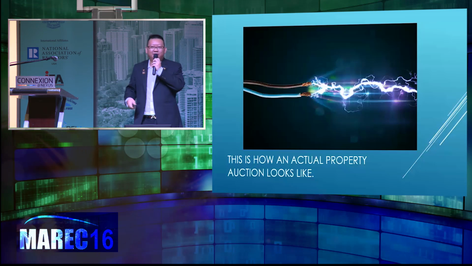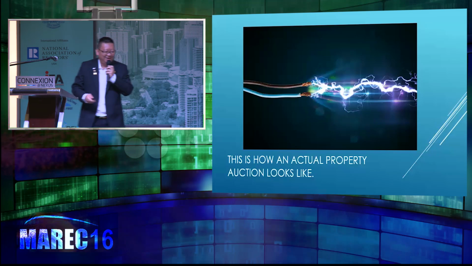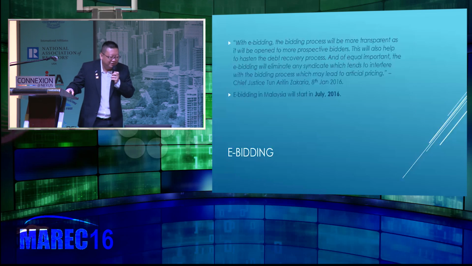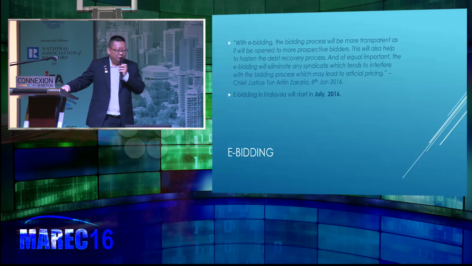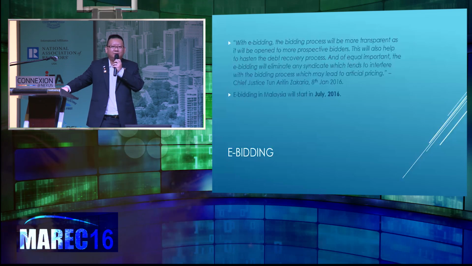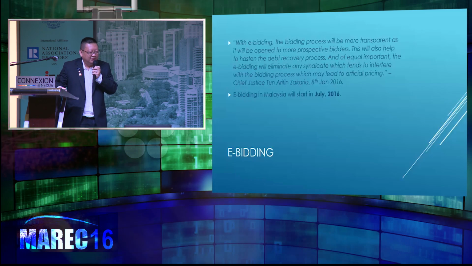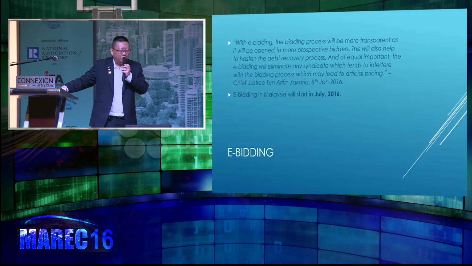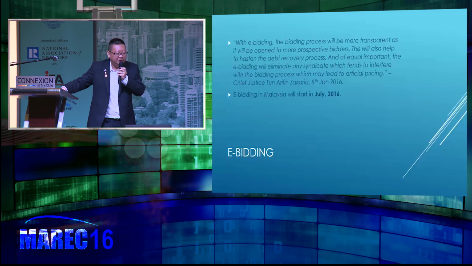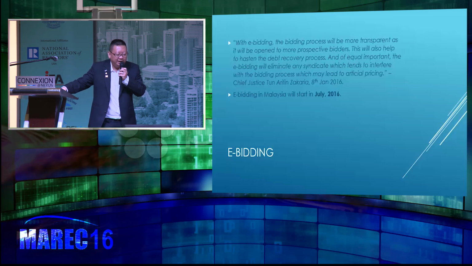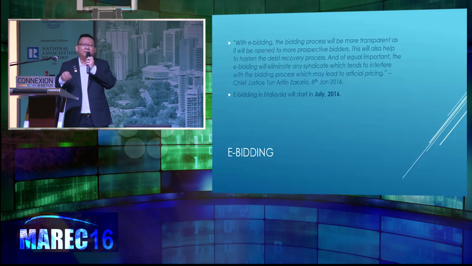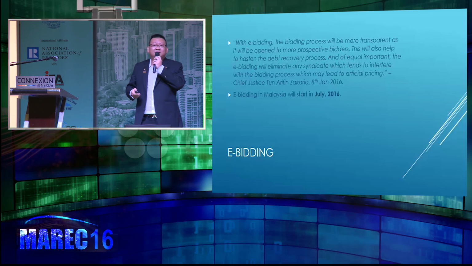Not many auctioneers in Malaysia can speak like John Stack. All right. Now, before I end, there is some new information here because according to our Chief Justice Tun Arifin Zakaria, the e-bidding in property will start in July 2016, in 2-3 months' time. And with e-bidding, according to him, the bidding process will be more transparent as it will be open to more prospective bidders, and this will also help to hasten the debt recovery process. And of equal importance, the e-bidding will eliminate any syndicate which tends to interfere with the bidding process, which may lead to artificial pricing. If you really ask me, the biggest problem with e-bidding will be internet connection.